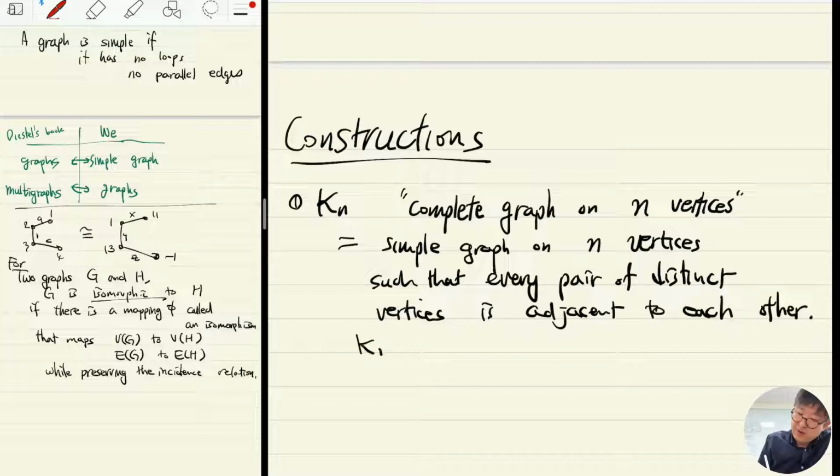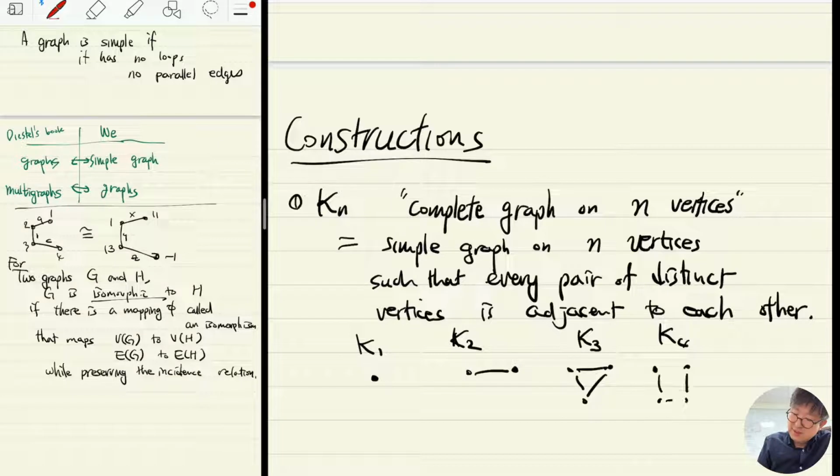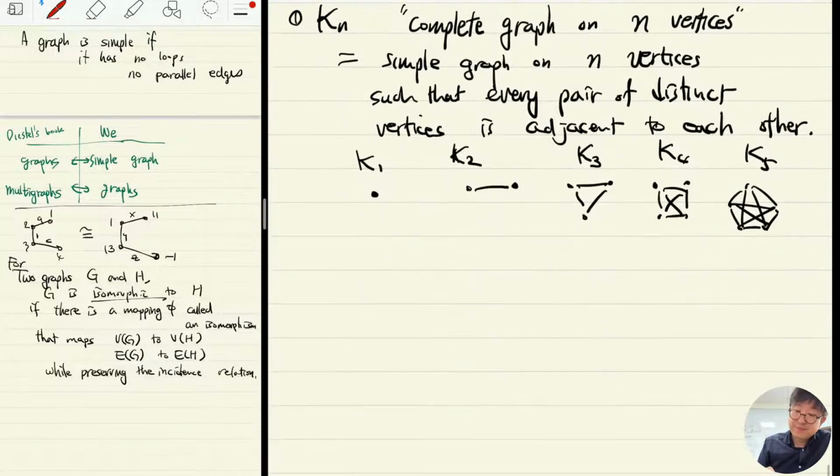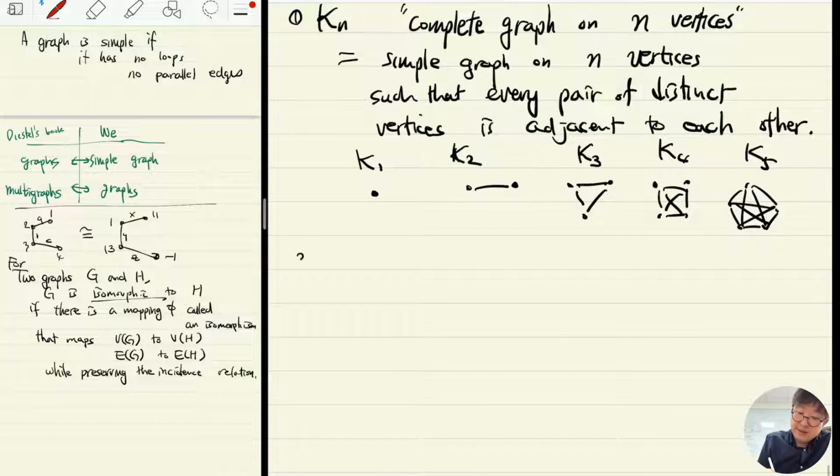So K1 is a simple one-vertex graph, K2 is two vertices adjacent, K3 is a triangle, K4 is four vertices, K5 is five vertices and 10 edges, 5 choose 2. That's complete graphs.